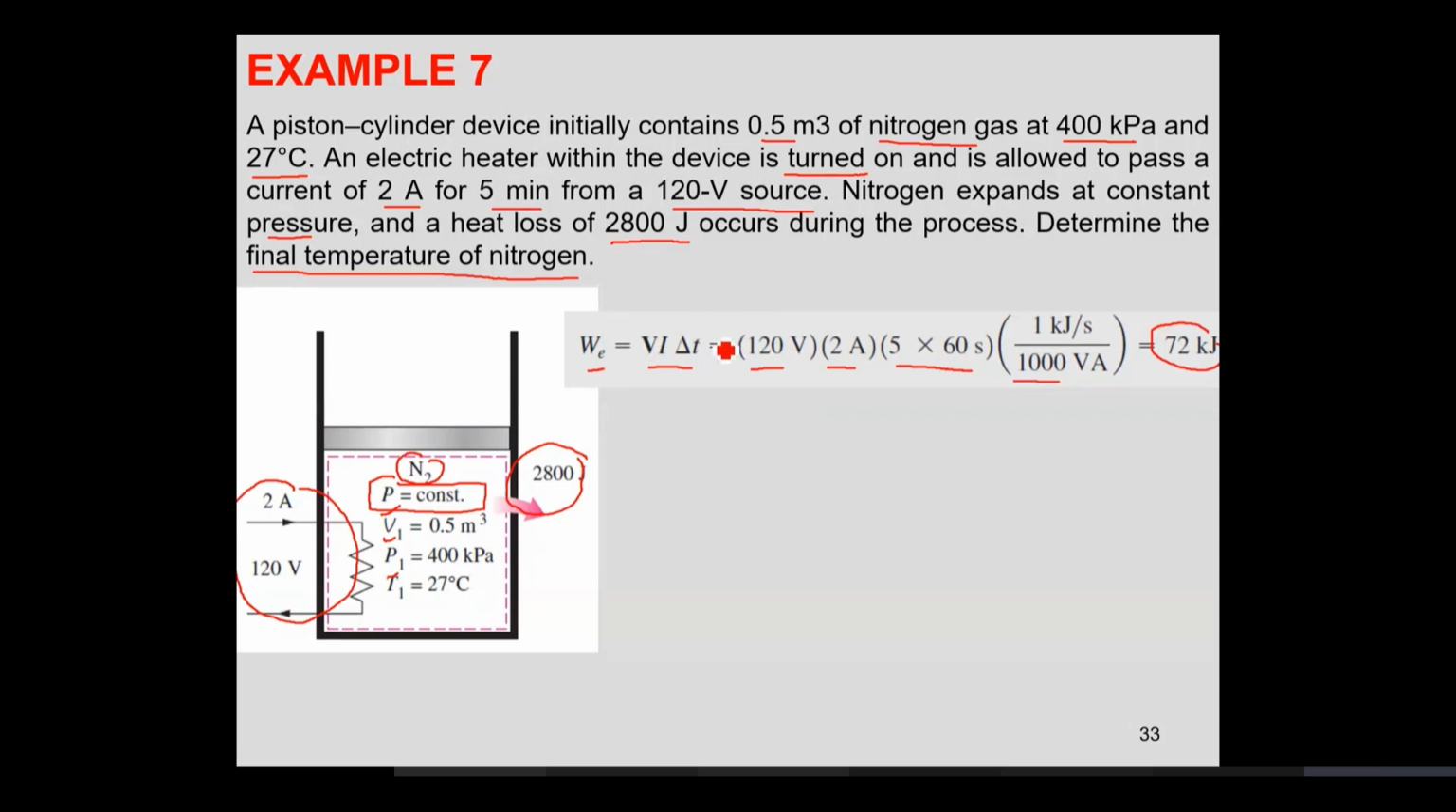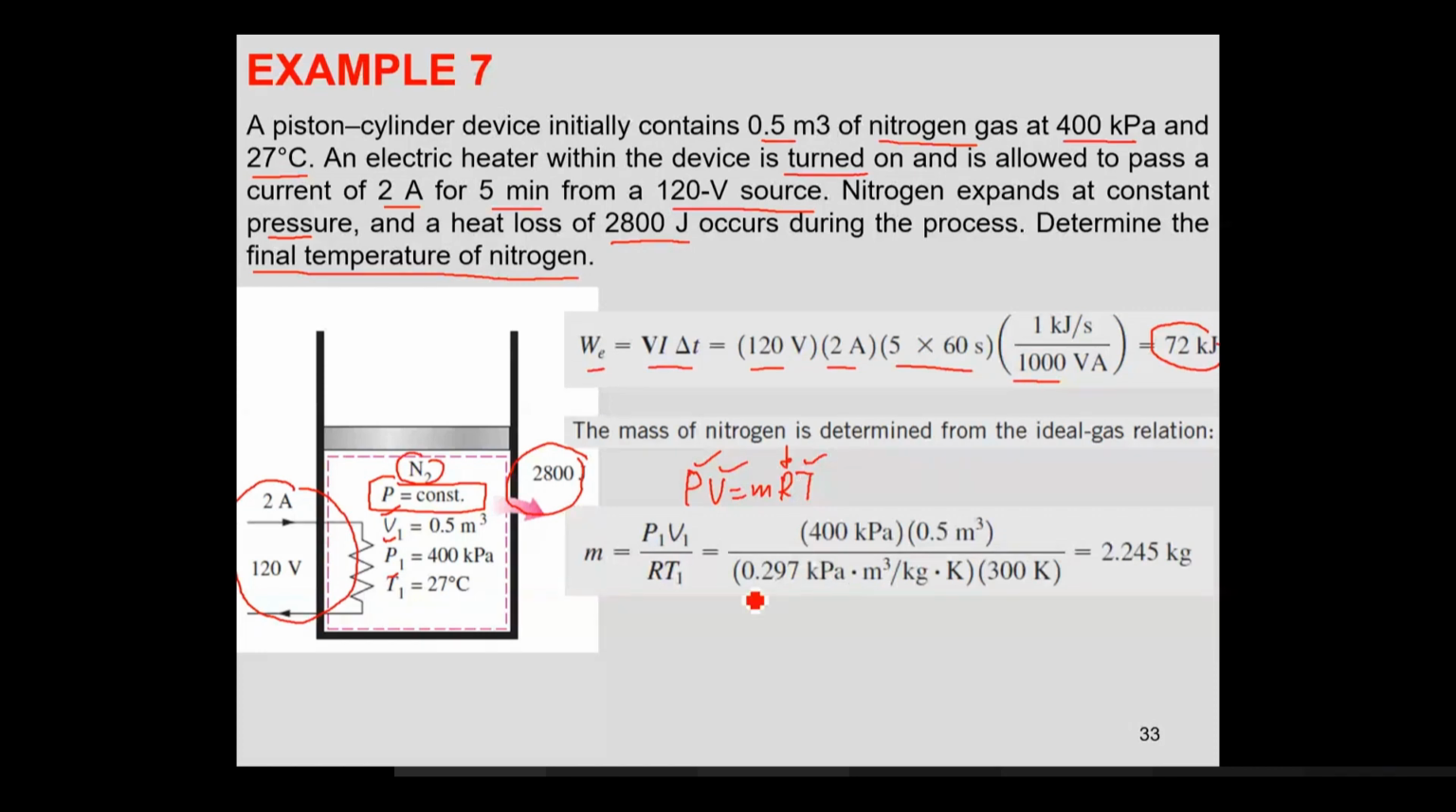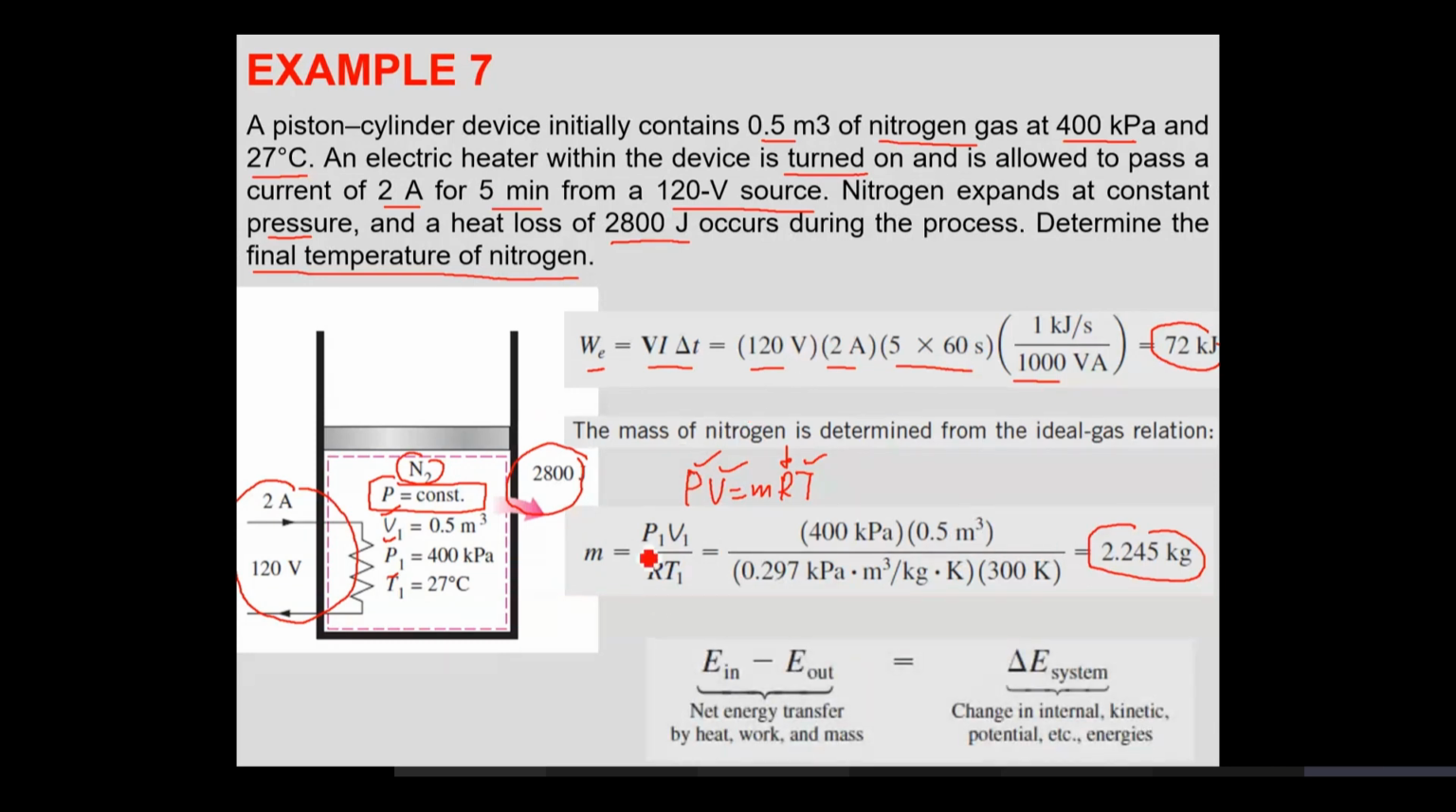If you remember the constant pressure equation, the mass of nitrogen can be determined using the ideal gas equation, which says PV equals MRT. Pressure is given, volume is given, temperature is given, and the R value can be found from the table. Once you find it, you can determine the mass of your system to be 2.245 kgs. Now, if you remember the energy balance equation, E in minus E out is equal to the change in energy of the system.